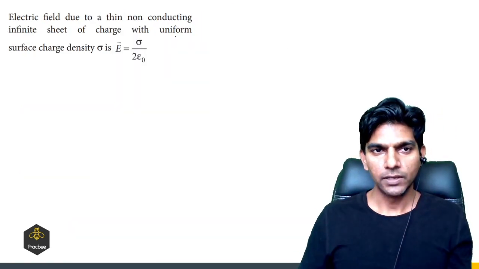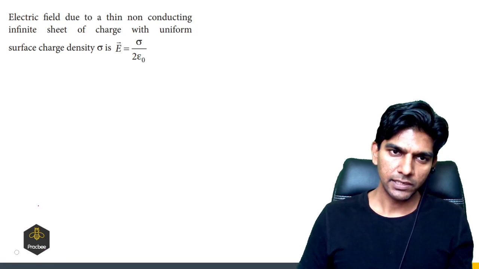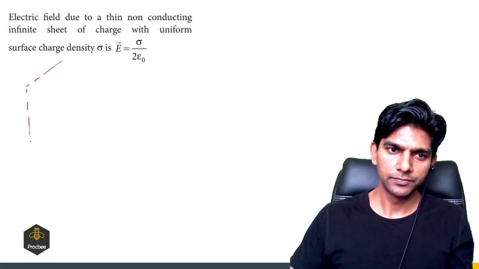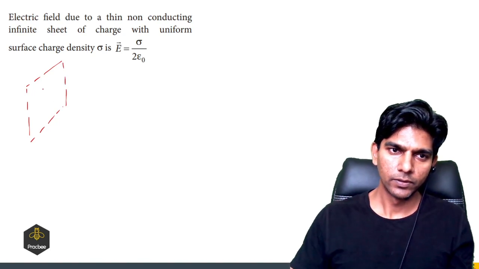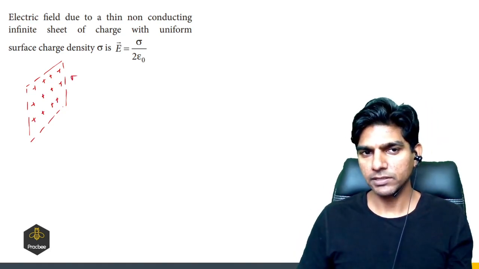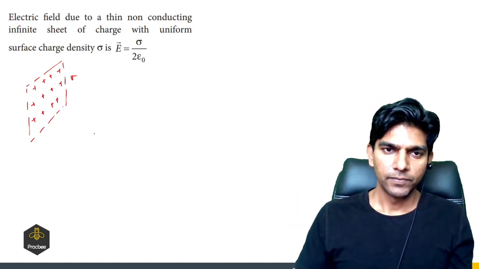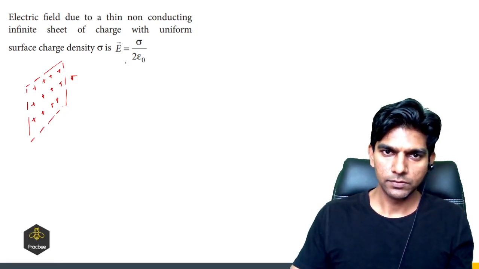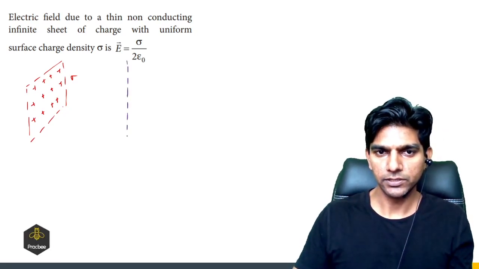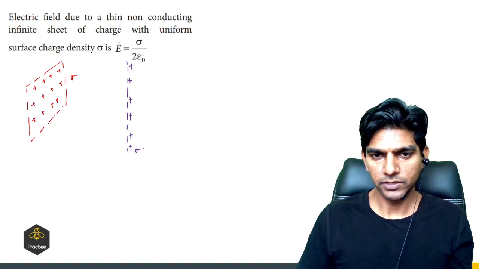Okay, now let us see the next case. Electric field due to a thin non-conducting infinite sheet of charge with a uniform surface charge density. Basically, we are given an infinite sheet. Let us say the surface charge density is sigma, and we want to find the electric field. By symmetry, we can say the electric field will be normal to the surface and it will be away from the positive charge. So let me show it in one dimension. This is our infinite line surface charge, which has positive charge, with surface charge density sigma.